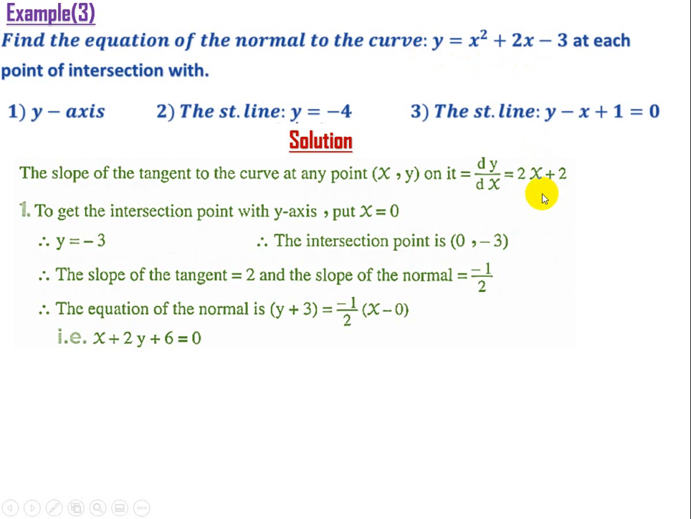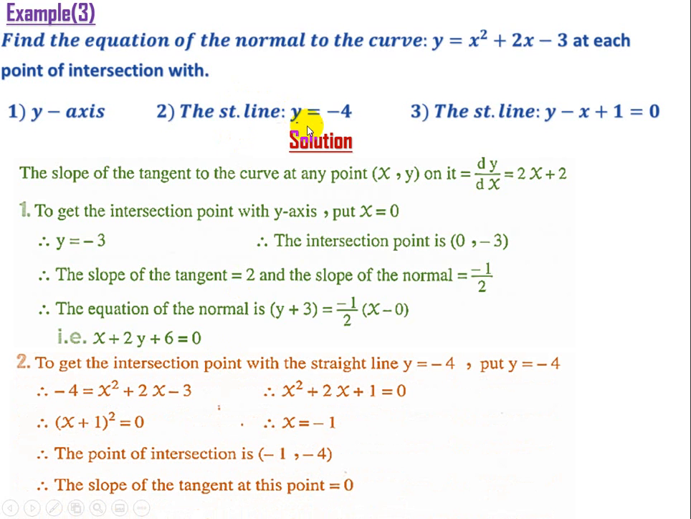To get the intersection point with the y-axis, we put x equals 0. So 2 times 0 plus 2, the slope equals 2. And the point itself, after putting x equals 0, is y equals negative 3. So the point is (0, negative 3) and the slope equals 2. The slope of the normal is negative a half. So the equation of the normal is y plus 3 equals negative 1 over 2 times (x minus 0), which means x plus 2y plus 6 equals 0.